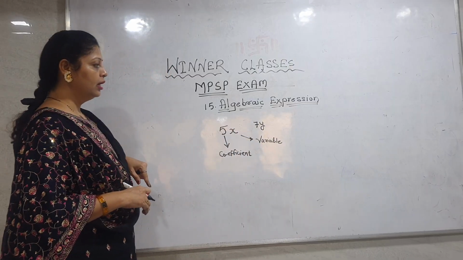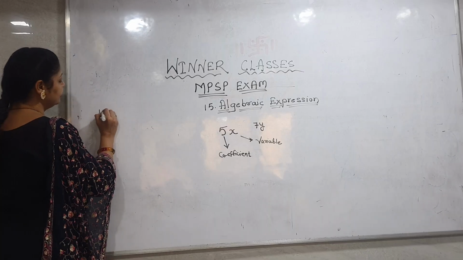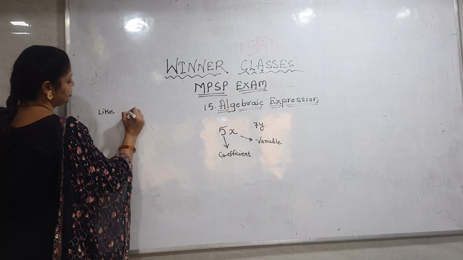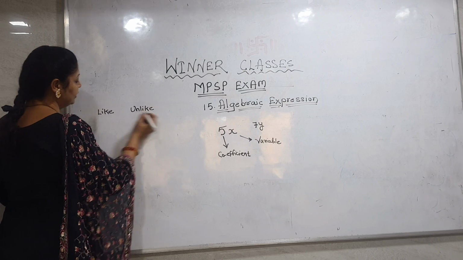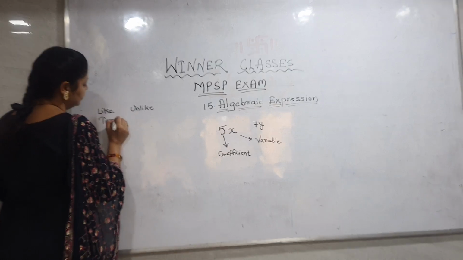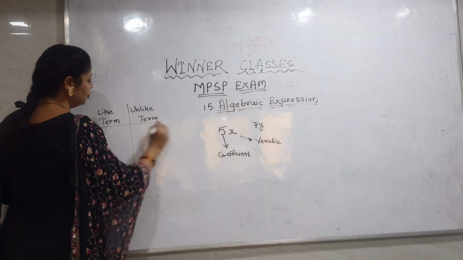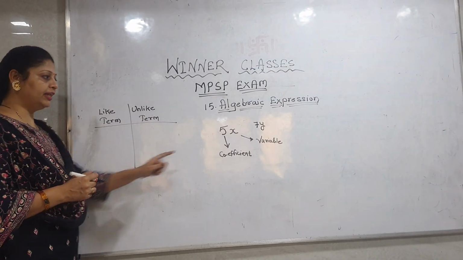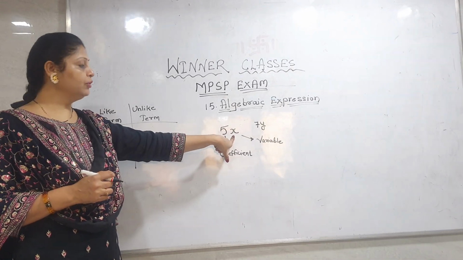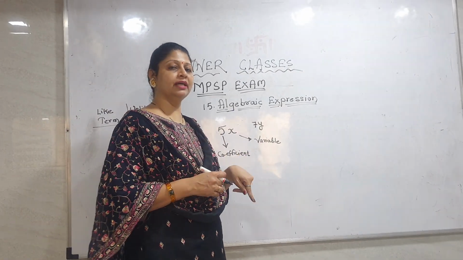Now afterward, the next topic in that lesson is like expression and unlike expression. This we call like term and unlike term. Now how to identify like term and unlike term? Suppose variables are same, then we call that like term. If variables are same, then we call that like term.